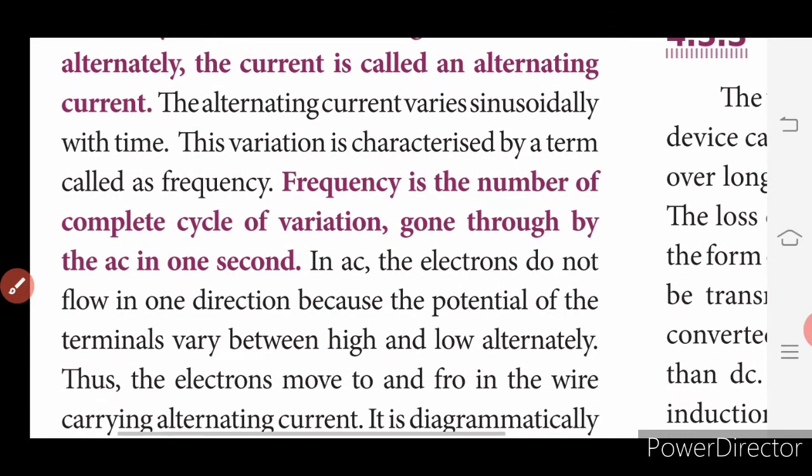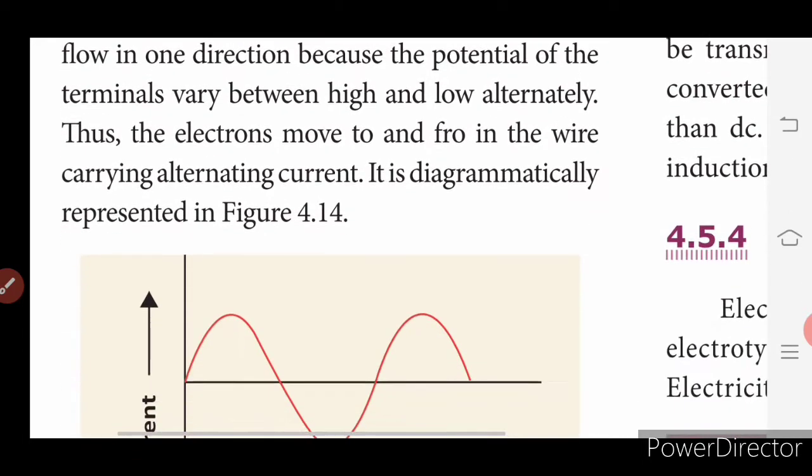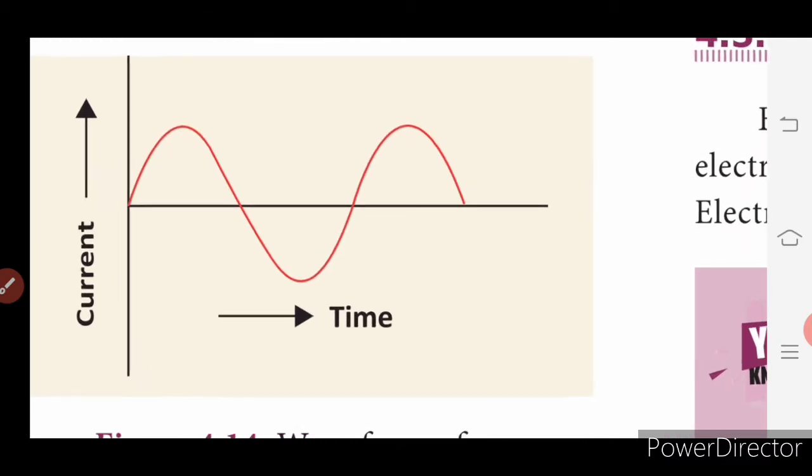When the current alternates, it exhibits a frequency. So what is frequency? Frequency is the number of complete cycles of variation gone through by the AC in 1 second. So in 1 second, how many times does the current alternate? Calculating the alternation of the current in a second is called frequency. Now see the diagram. You will easily understand when you see the diagram.